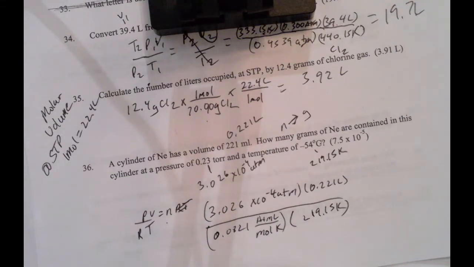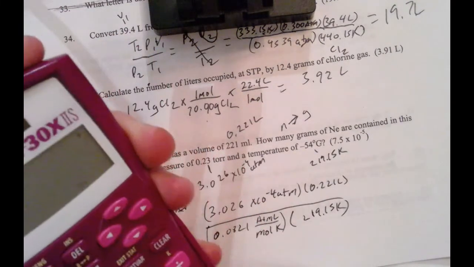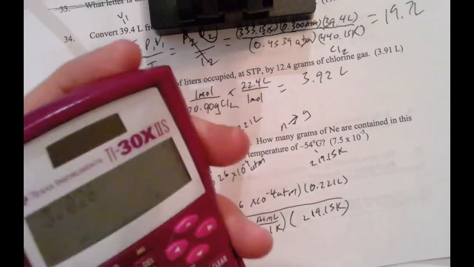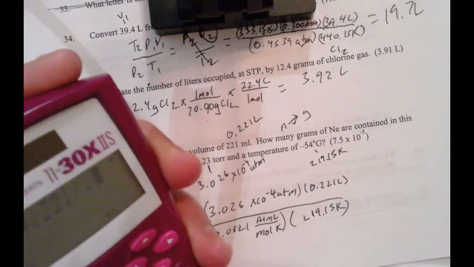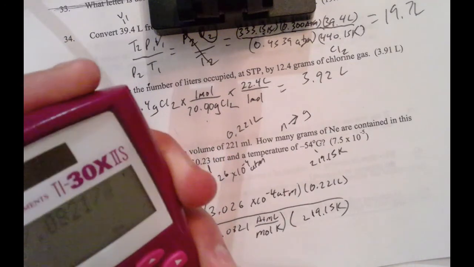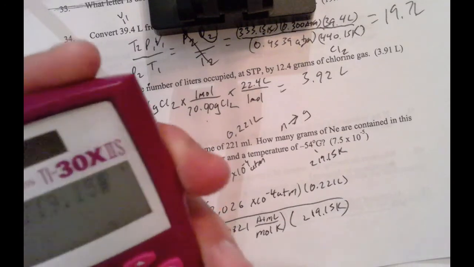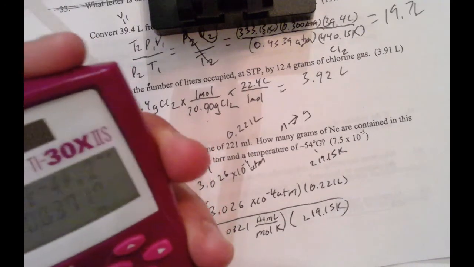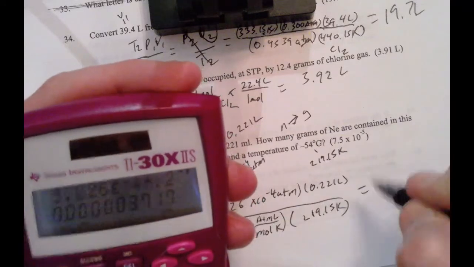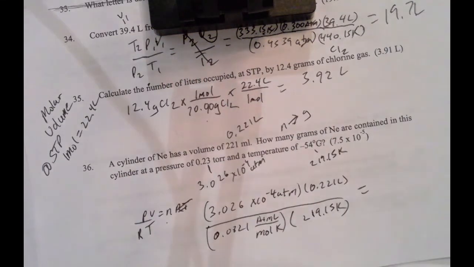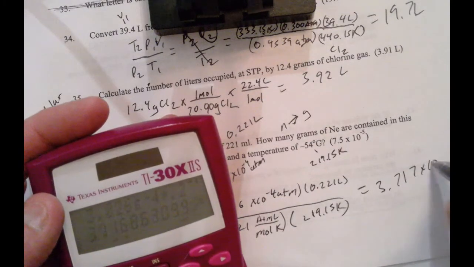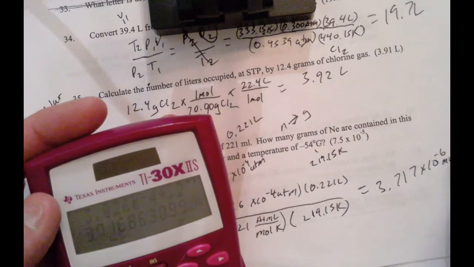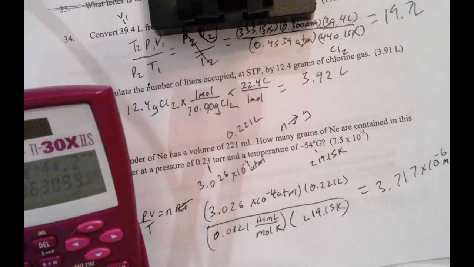So here's a calculator for this one. 3.026 times 10 to the negative 4th times 0.221 divided by 0.0821 divided by 219.15. Need my scientific notation on. That's going to get me 3.717 times 10 to the negative 6th moles. And it's neon.